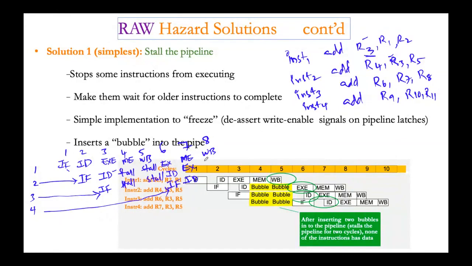Then instruction 3 goes into memory. Your instruction 4 enters into execution. Then in the ninth cycle, your third instruction gets into write back, your fourth instruction gets into memory access, and in the 10th cycle, your fourth instruction will get into write back. So by doing this exercise, somebody said 7 cycles, somebody said 8 cycles, somebody said 10 cycles.